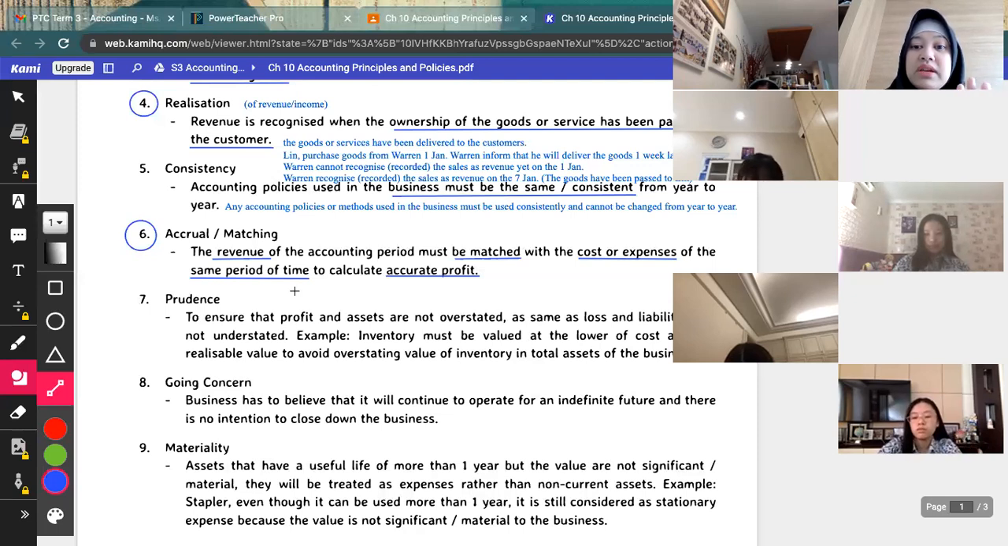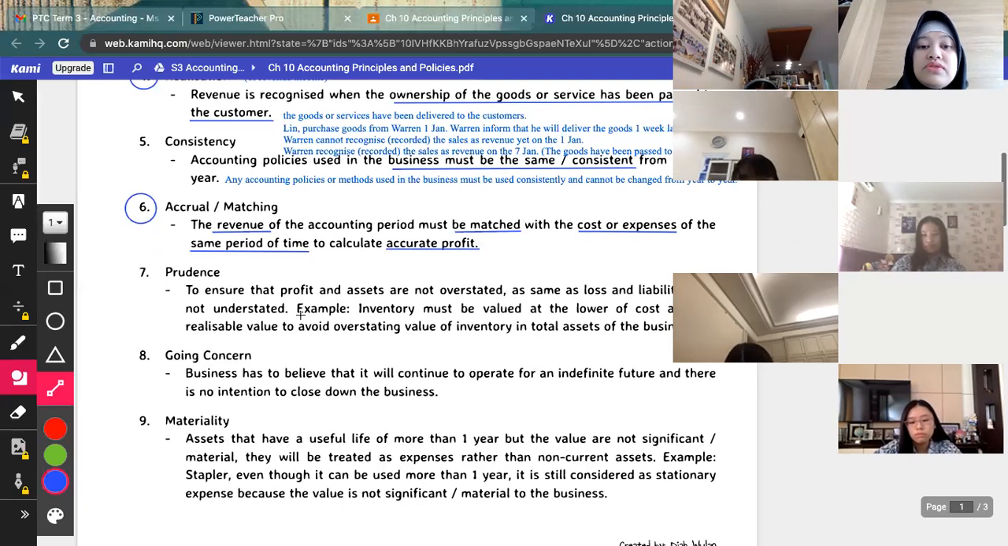What if you have an income or expenses that represent January to June, and you cut it, yeah? You cut it so that expense and income are just for January to March. So that's the main focus of this principle. You have to show the same period of time, yeah, so that it will be accurate for calculating profit.